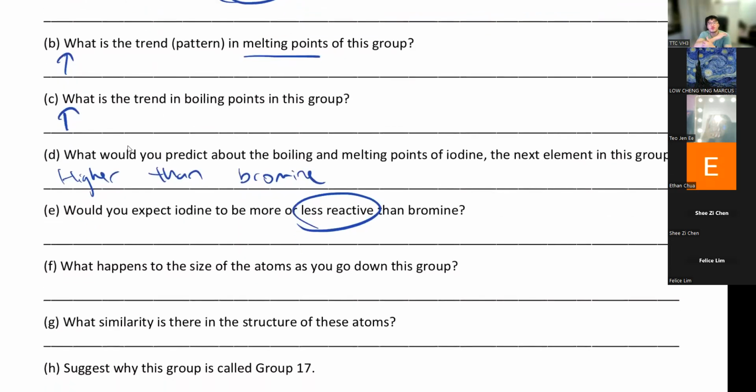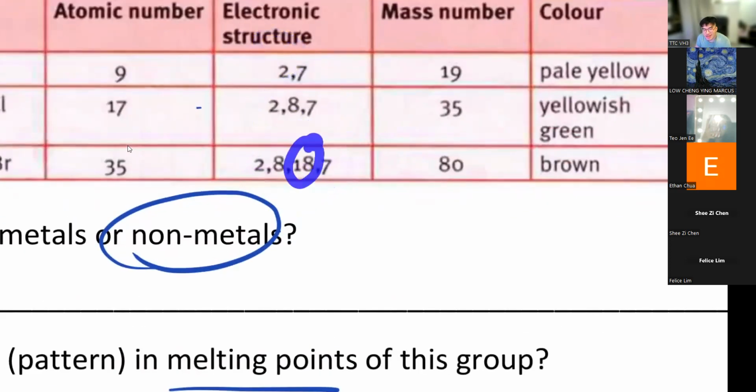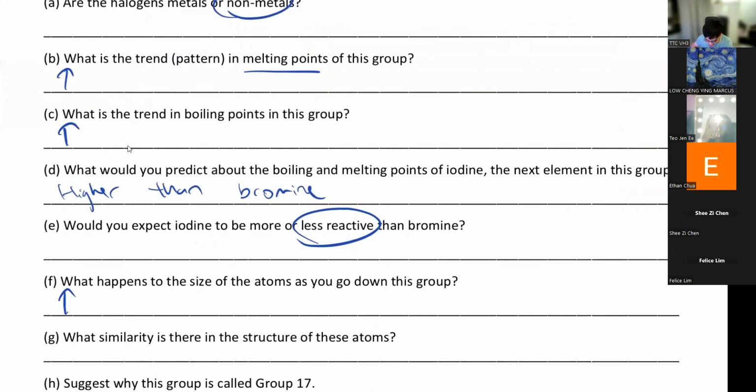That's why iodine can be put on your skin. You know the yellow colored medicine, the 黄药水? When you fall down, you put some yellow medicine on your wound. That's the iodine. So F, what happens to the size of the atom as you go down? Of course, it increases as well because there are more shells. 2.7, 2.8.7. Oh, it's already here. 2.8.18.7. You might say, sir, why is there 18 here? I thought you said the third shell has 8. This is not your syllabus. You might even see 36 there. Don't ask. This is college chemistry already.